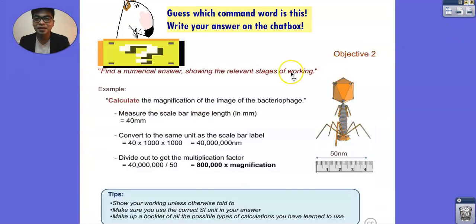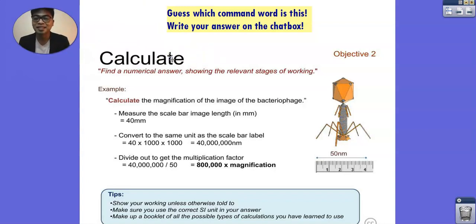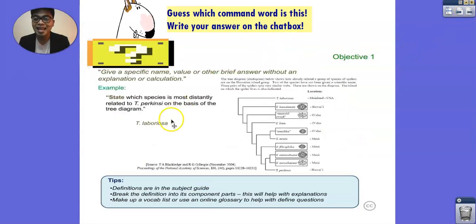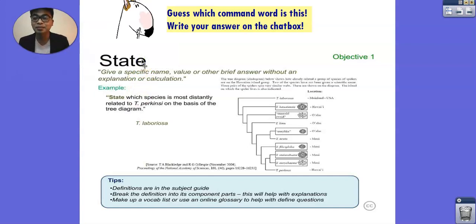Next is find a numerical answer showing the relevant stages of working. What is this again? This is definitely calculation or calculate. Okay, next, look at this one. Give a specific name, value, or other brief answer without an explanation or calculation. So just straight to the point, specific name or value. So what is this one? It's simply state.